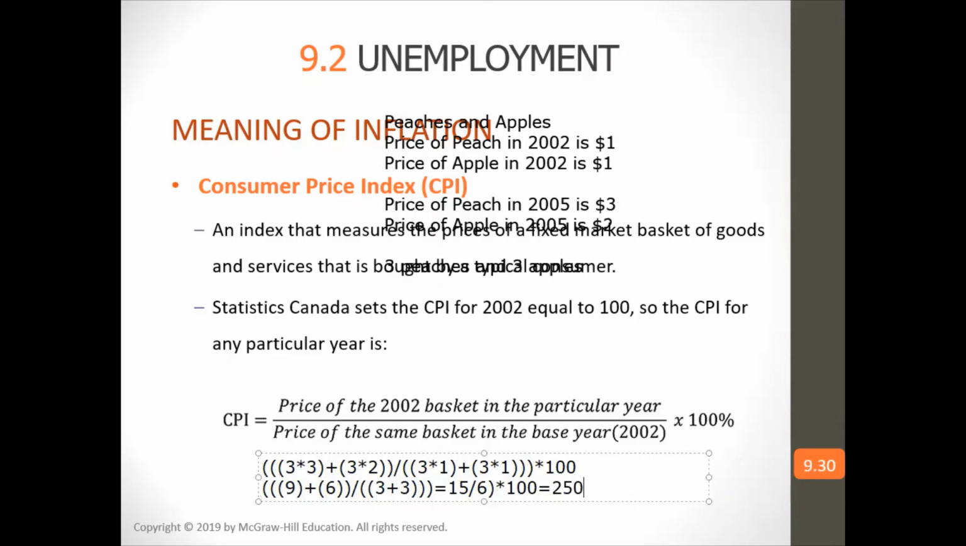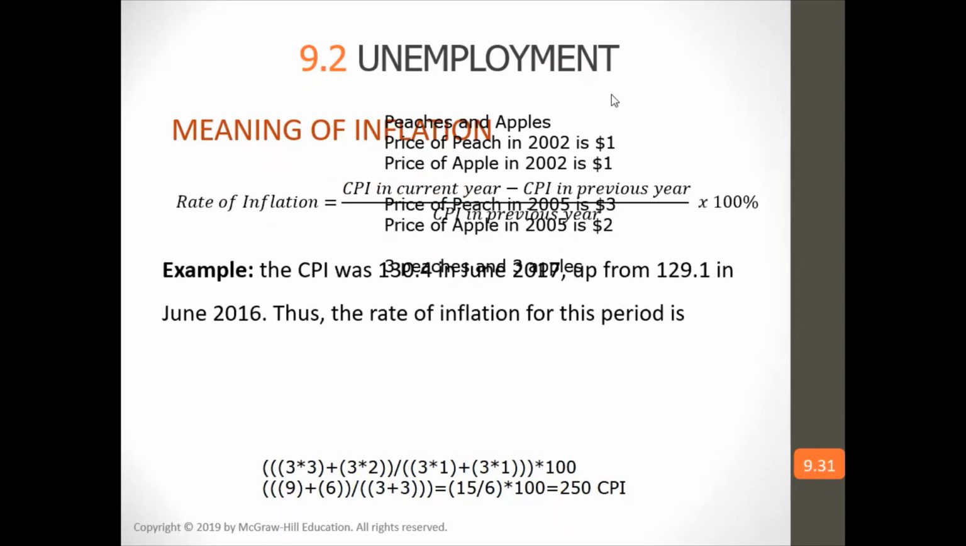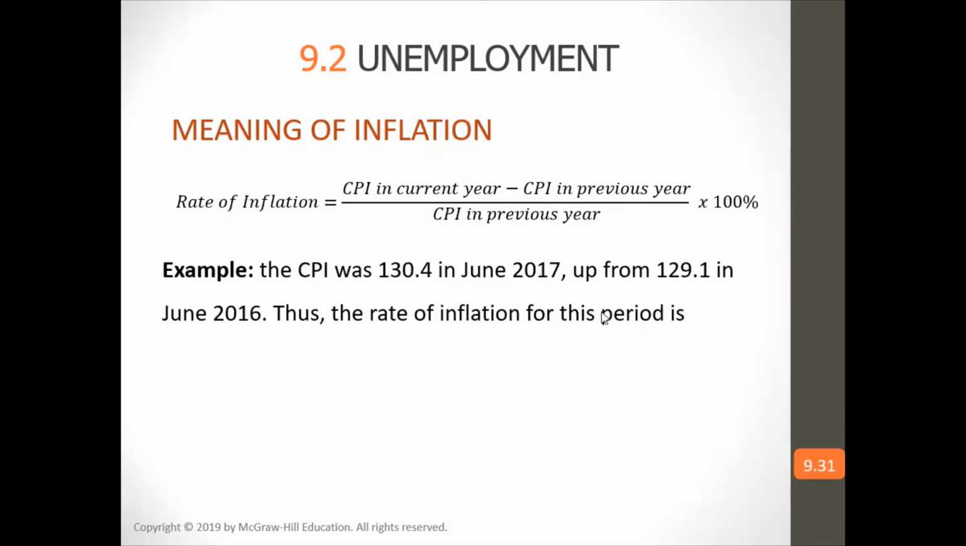We were roughly 250 CPI. So that's how you get the CPI. So I'm going to ask the class: CPI was 130.4 in June 2017, up from 129.1 in June 2016. How would you get the inflation rate using this formula?